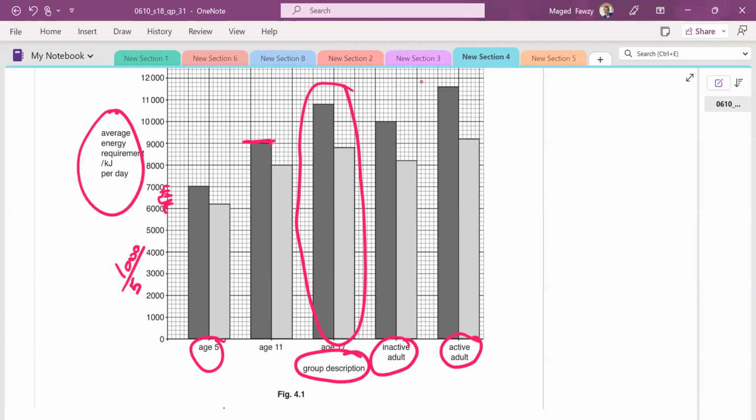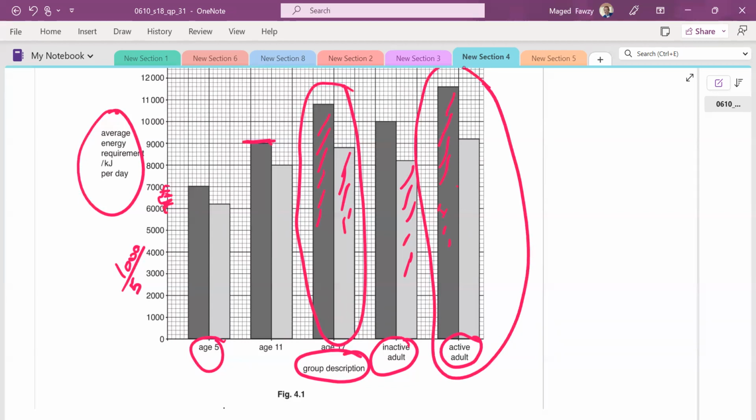The first thing I will say is that the amount of energy for adult males, the energy requirement for adult males, is more than age 17. I can also say that regarding females, inactive adult females need less energy than age 17 females. So I compared between this one and this one for females, and I compared between this male and the active male. Generally, I can say that active adults need more energy intake than age 17.